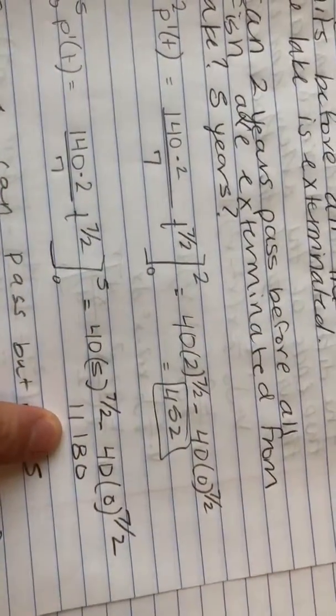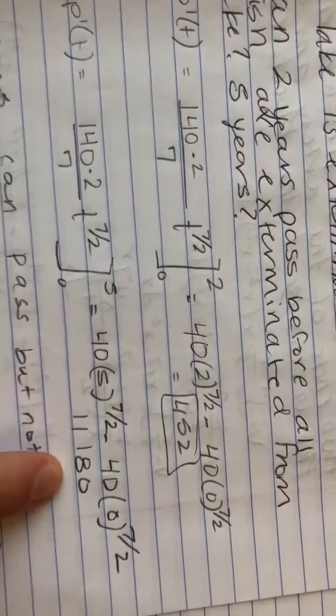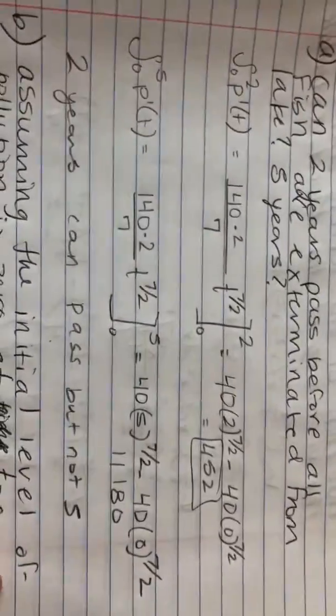And then we do the same thing with 5 and evaluate it here, and we end up getting 11,180 units. So therefore 2 years can pass, but 5 years cannot.